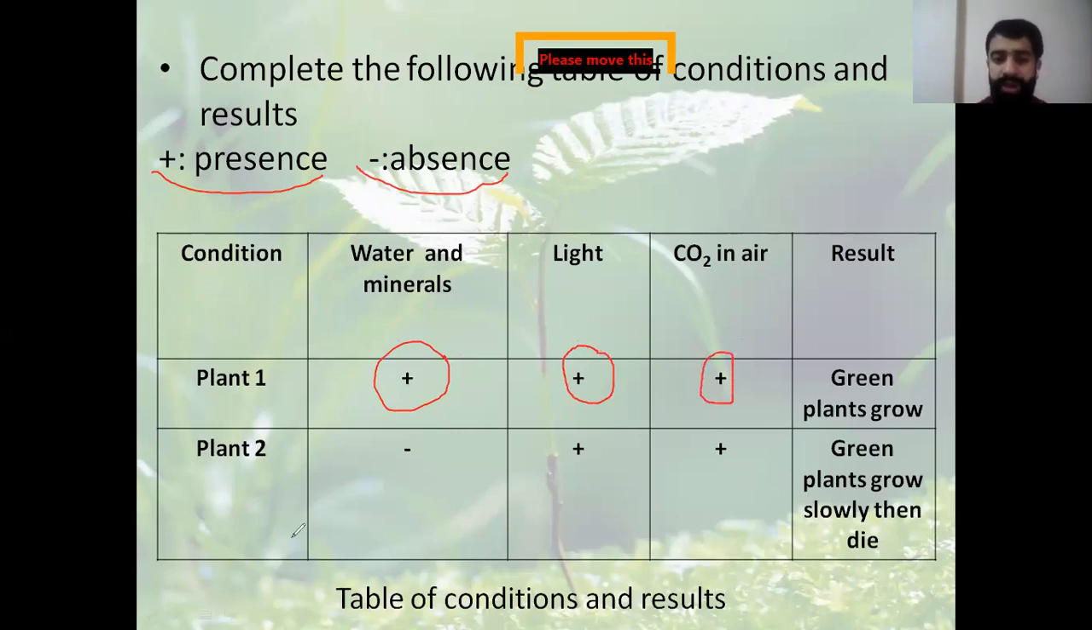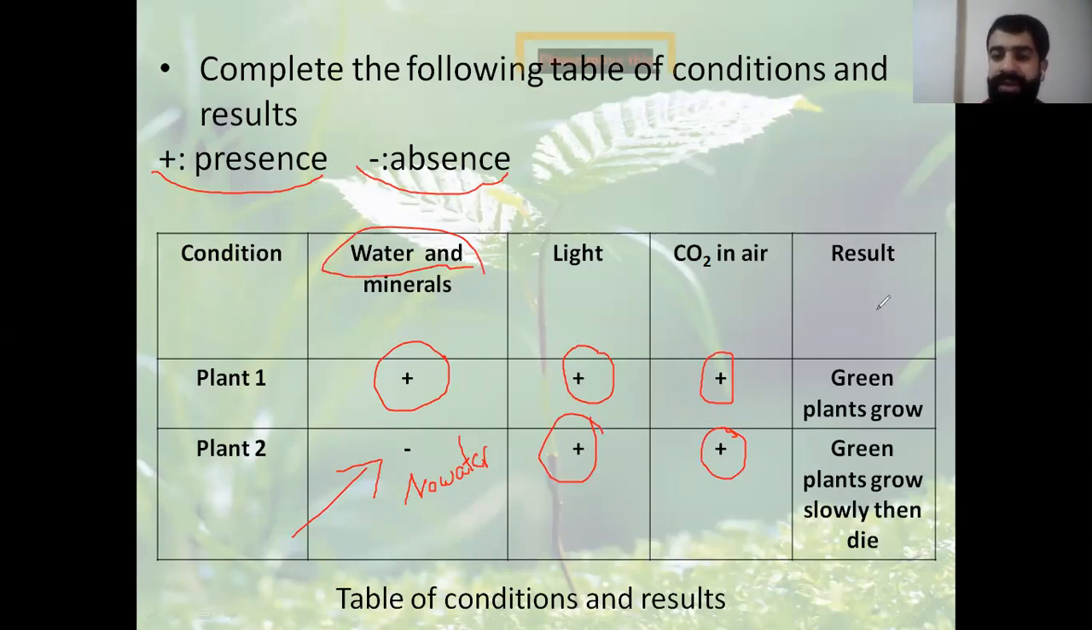While in plant 2 the variable is we don't have water, no water. And there is light, so light is a presence, and carbon dioxide is present. So the variable factor is only the water here. In the presence of water, the green plant grows normally. While in the absence of water, the green plants grow slowly and then they will die.